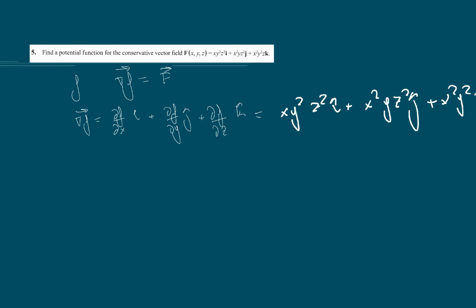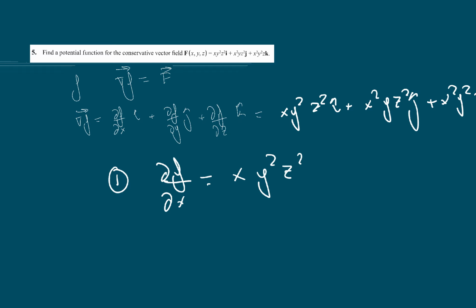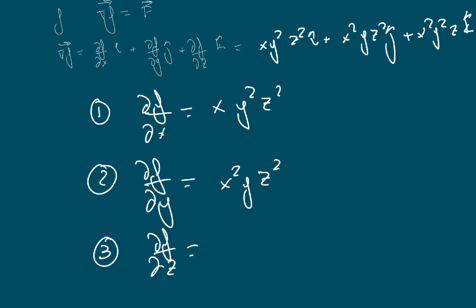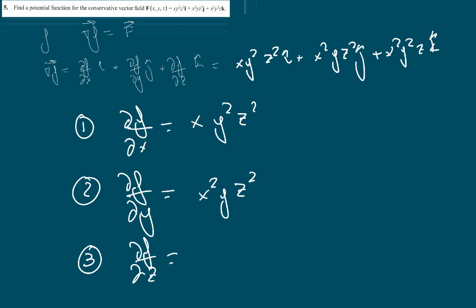And this will allow me to write three equations. The partial derivative of f with respect to x equals x y squared z squared. The second equation is that the partial derivative of f with respect to y should be x squared y z squared. And the third equation is that the partial derivative of f with respect to z should be x squared y squared z. And I wonder, who is f?